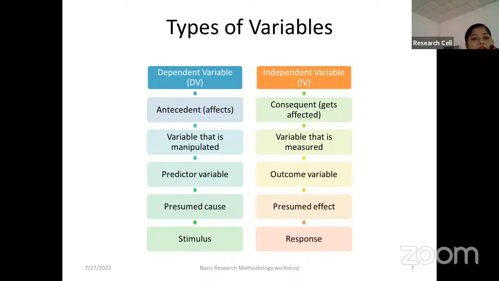So we have a dependent variable, which is the consequent, the effect, while the independent variable is the antecedent. The independent variable is one that could be manipulated, whereas the other cannot be manipulated. The independent one is a predictor and the dependent one is the outcome. The independent one is a presumed cause, the cause which is having some effect, and the dependent one is the presumed effect. Or simply, independent is a stimulus, whereas the other one is the response.